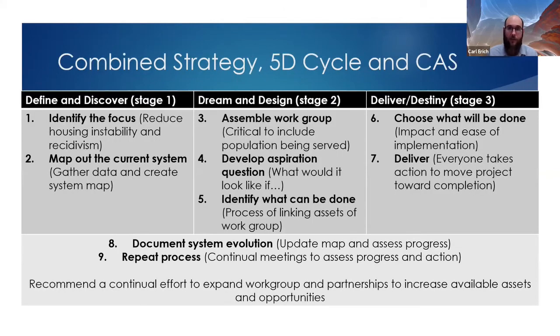So this is a diagram of our combined strategy. I've broken it down into three stages and then a fourth component. So really stage one is about defining and discovering. So what is the issue? And then figuring out what's going on in the system. How is it operating? The next is dream and design. And that's where your aspirational views and you understand how your assets can be used, and you come up with some ideas of what can we do? What kind of projects can we do in the community to resolve the problem that we're seeing?